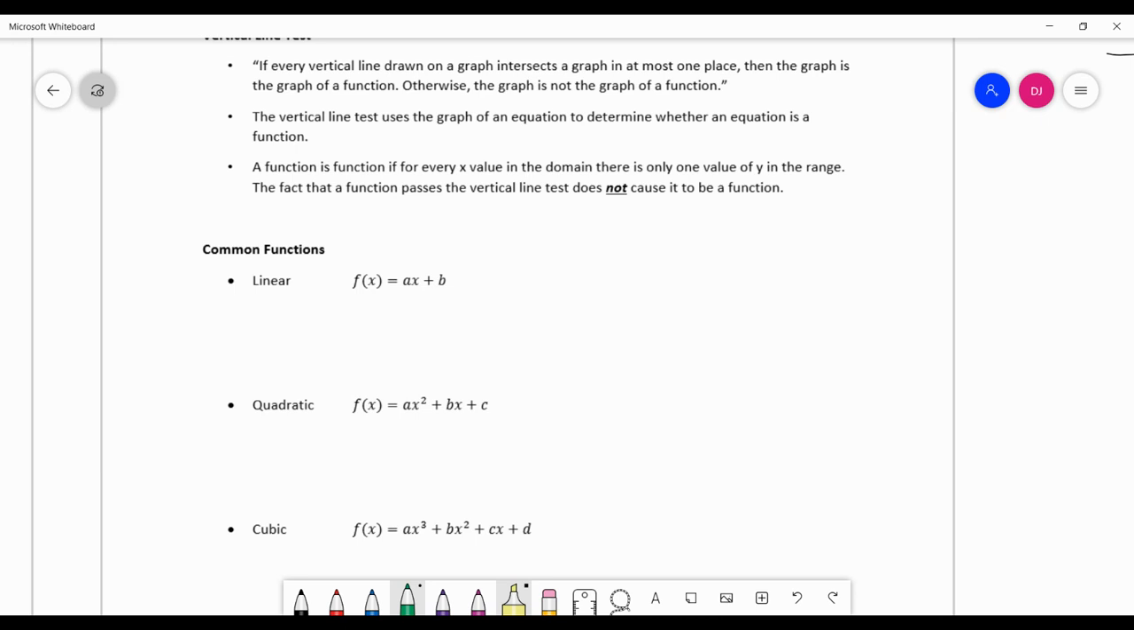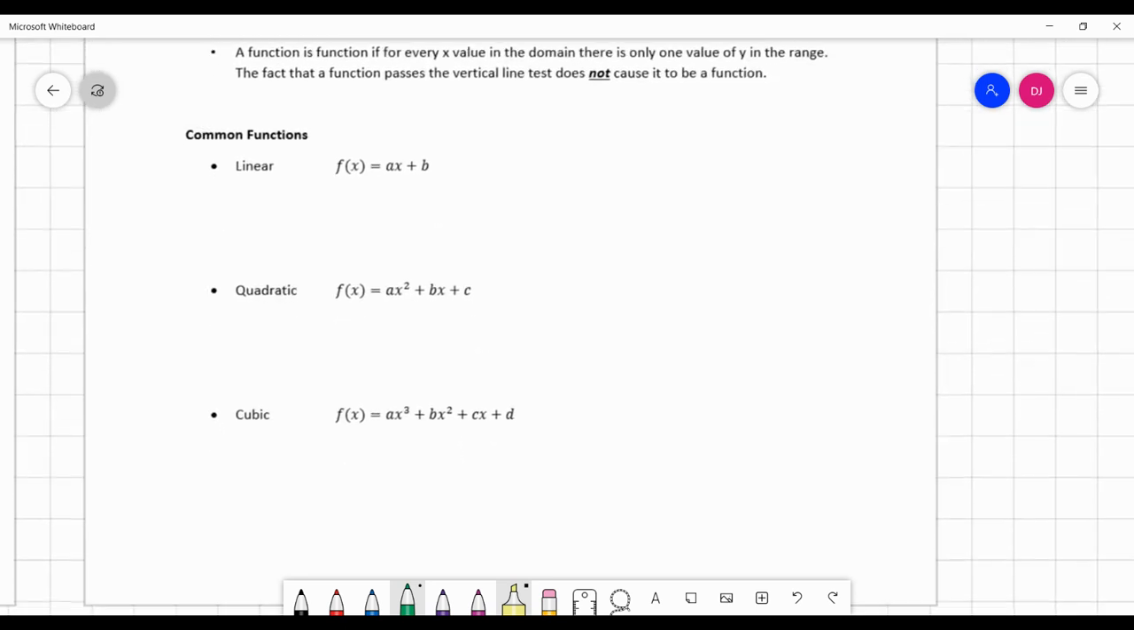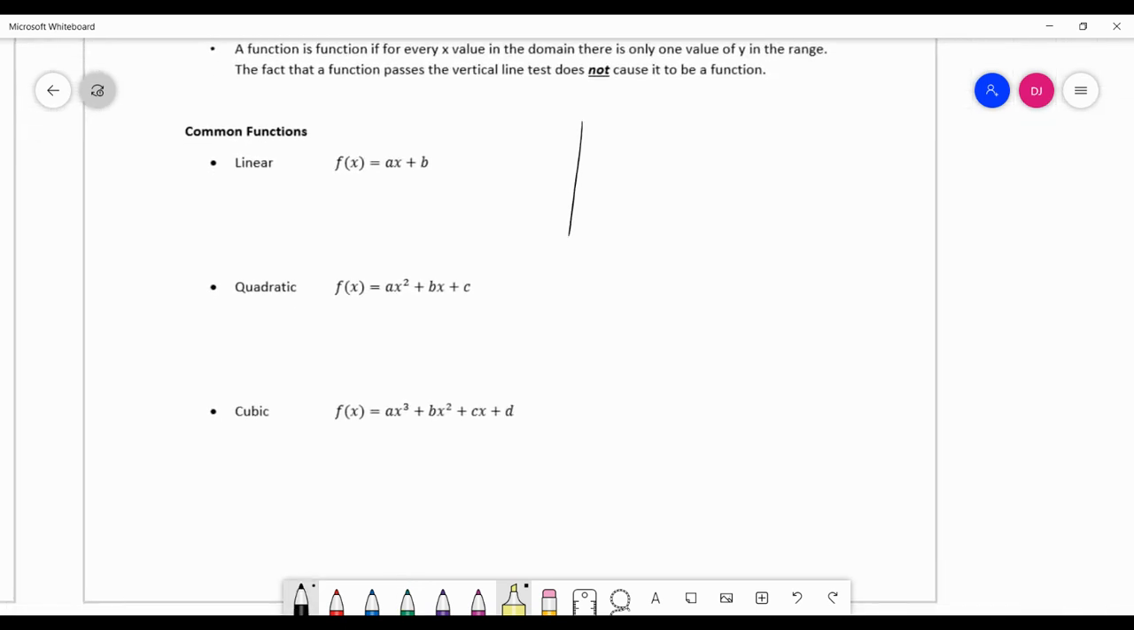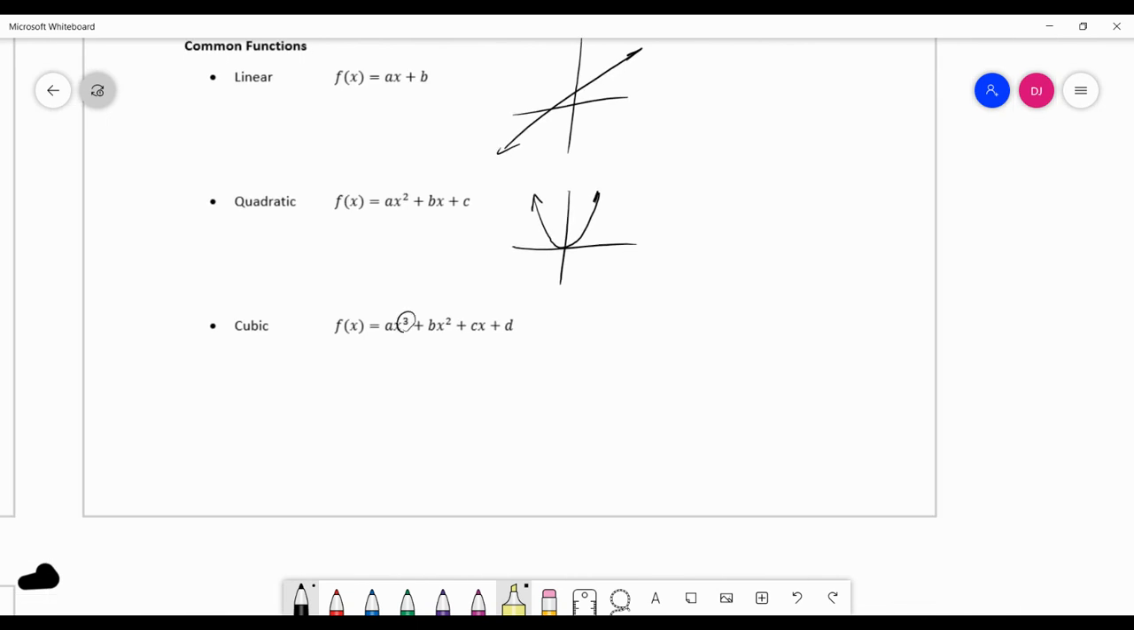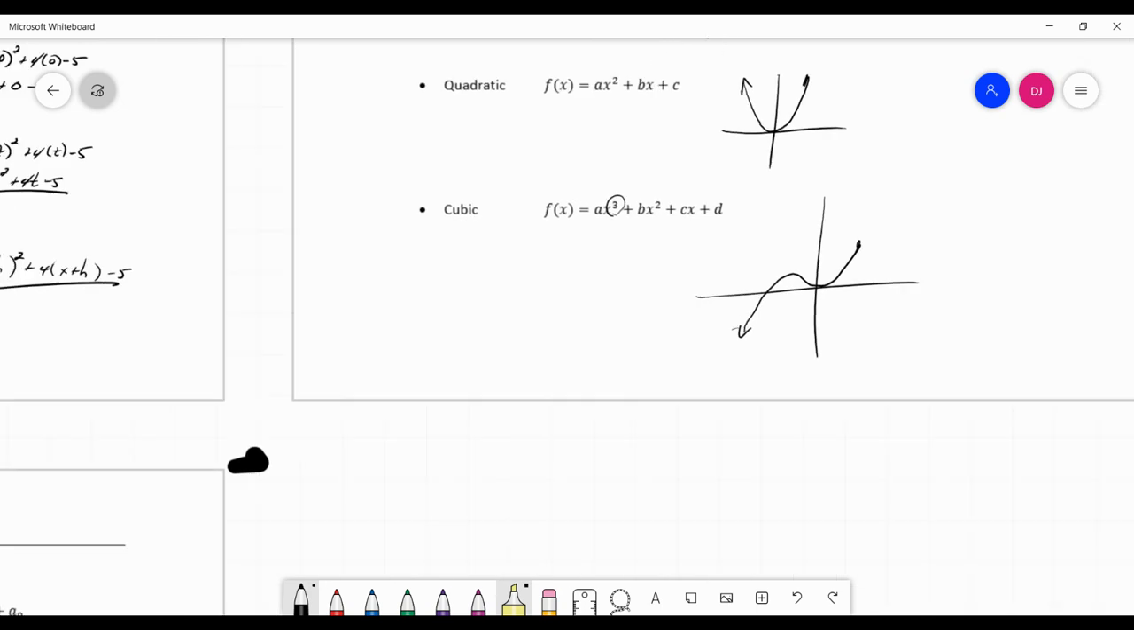We're going to look at some of these functions, right? These are common functions you might see. A linear function. The graph is a line. A quadratic function is going to give us a parabola. It's quadratic. A cubic function, the highest degree term is a 3 there. That's a function that's going to look something like this. Those are polynomial functions. They're all functions.